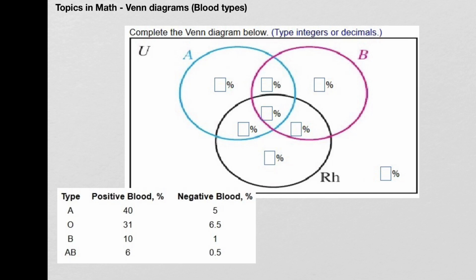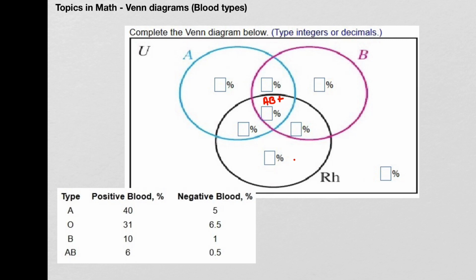This is in set A. Looking right here, we're in set A. We're also in set B. So we have AB. And then we're also in the circle of the RH factor, so that means that should get a plus.